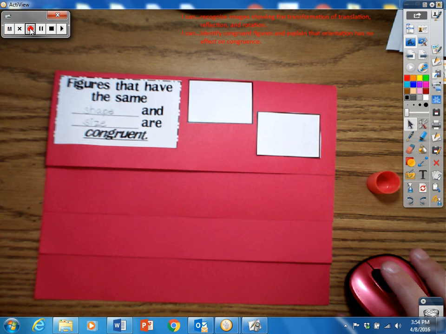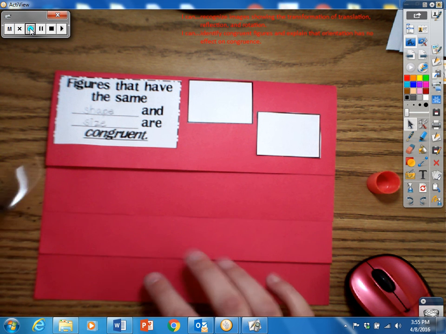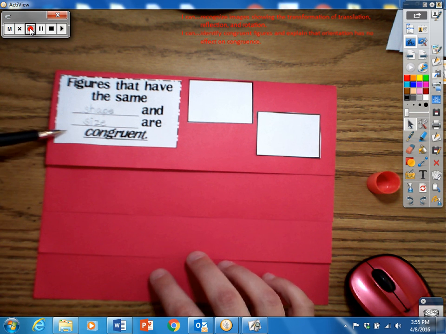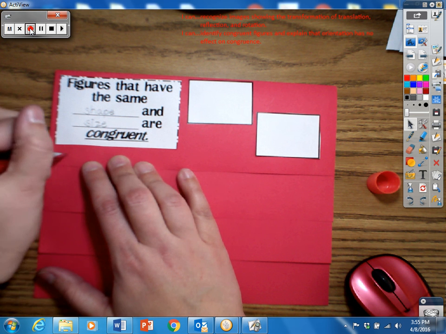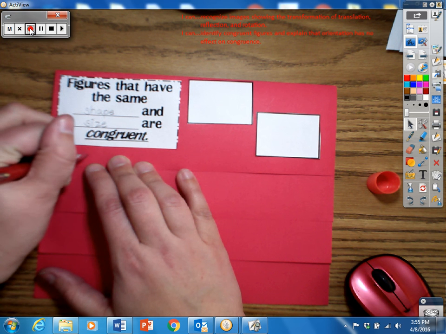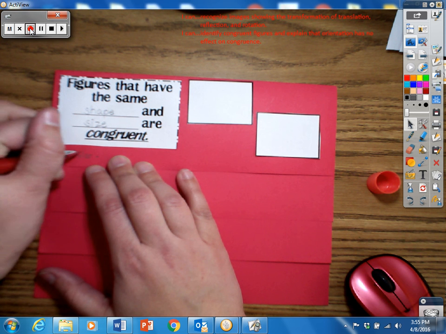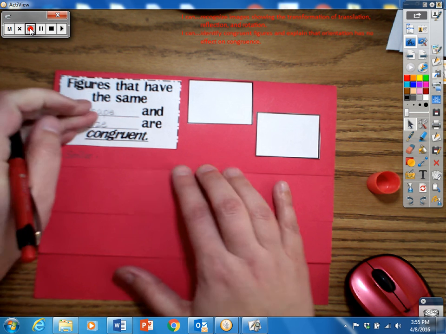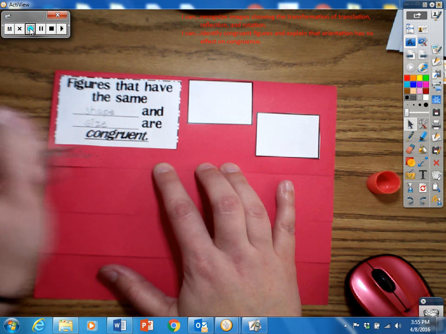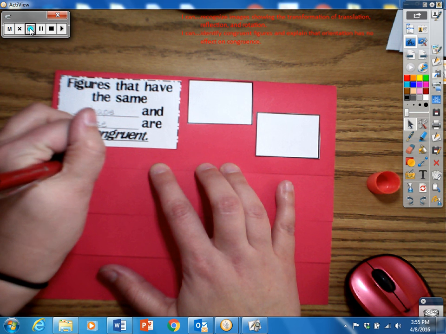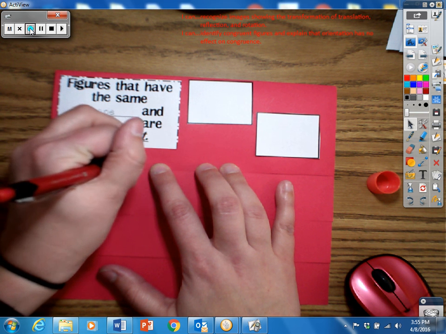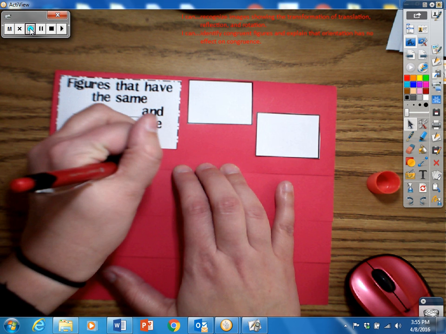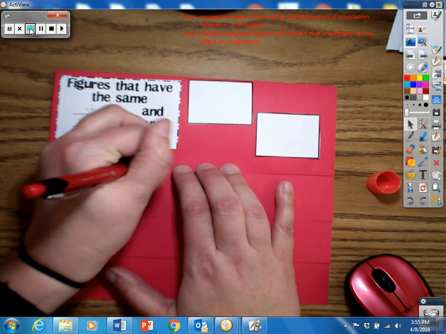Now that we have glued down our figures of congruency, at the bottom of it I'm going to put a little asterisk and I'm going to write the word similar and define that, just because similar is similar to congruent but not the same. So similar means same shape, different size.